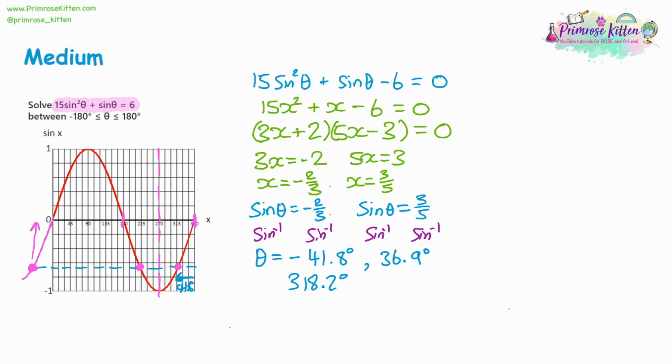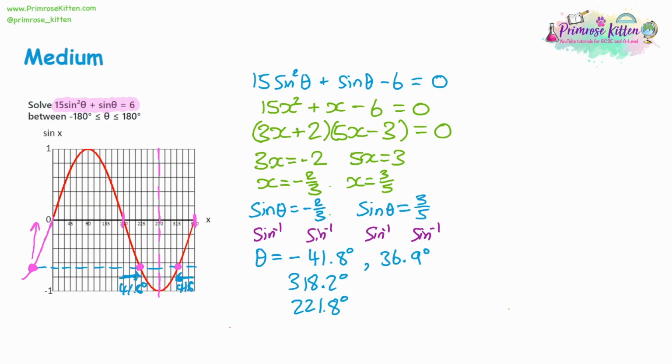From the left-hand side, it's going to be 41.8 away from there. And the right-hand side bit of symmetry starts at 180. So 180 plus 41.8 is going to give us the other answer, which is 221.8 degrees. So we've got the three answers we can see on the graph there.